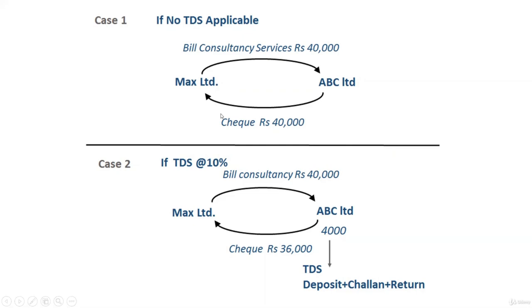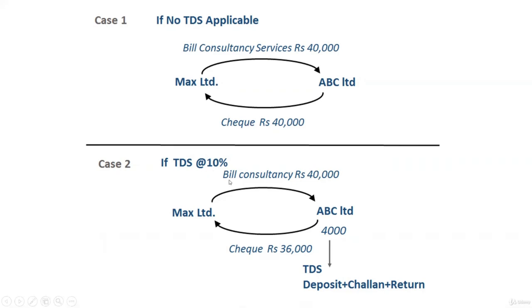But whenever and wherever TDS is applicable, then how is the transaction passed and how is the government tax deposited? In the normal case, ABC Limited pays the amount of service with the tax amount to Max, and Max will deposit the tax amount with the government.